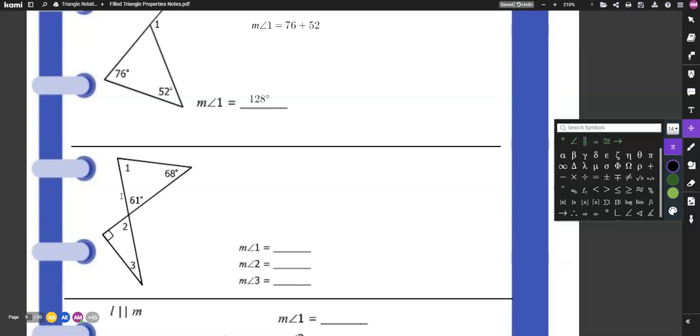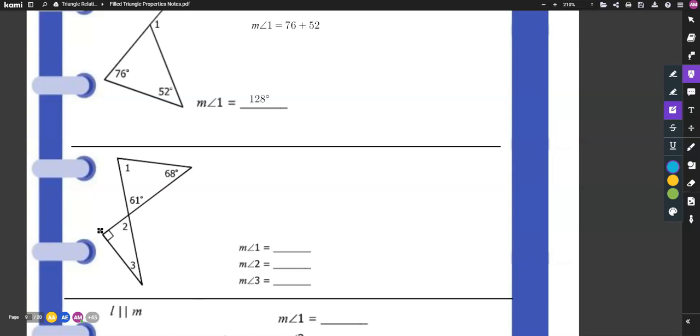Moving on, this one we have a lot of information here. So first of all, we have a right angle. So we know this one is 90. We know remote exteriors are equal to the sum of the interior angles. So that could tell us that this angle right here, outside, is equal to this angle and this angle, but that's not going to be particularly useful.